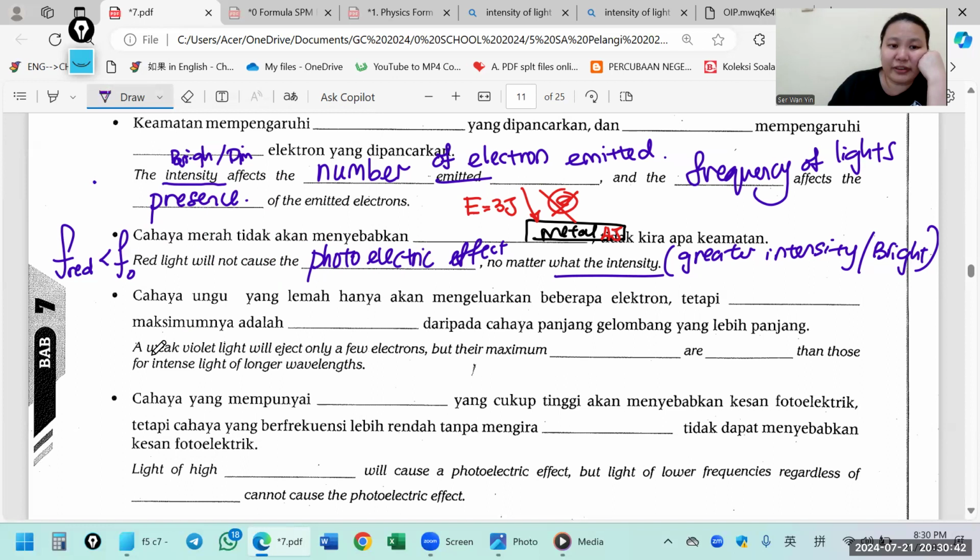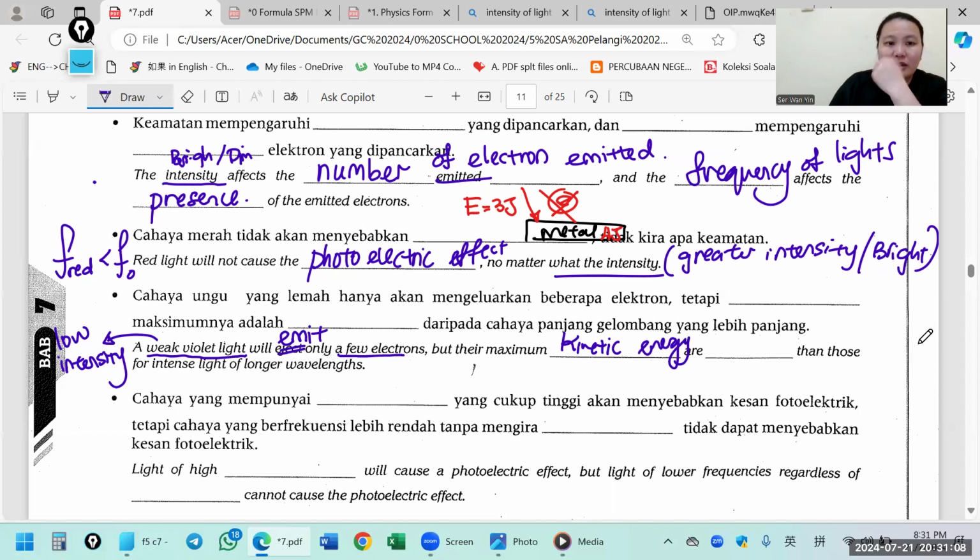Okay, so now a weak violet light means low intensity of violet light. Will emit only a few electrons, but their maximum kinetic energy are greater than those for intense light of longer wavelength. Longer wavelength means lower frequency.